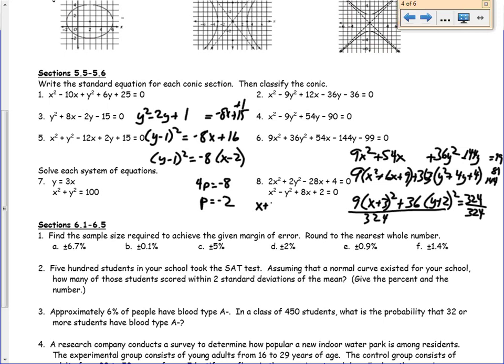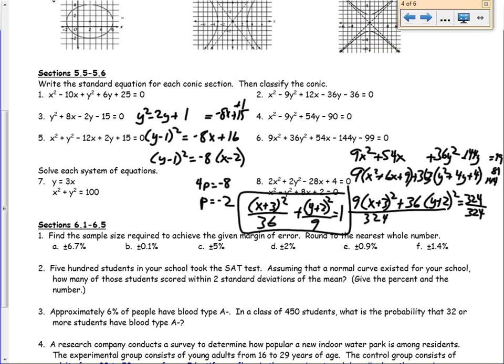So x plus 3 squared over 36. How many times 36 go into it? Must be 9. Y plus 2 squared over 9. Is that what it is? Now, again, realize that stuff, as you work through it, when I got 324, as intimidating a number as 324 is, I knew 36 and 9 were going to go into it.